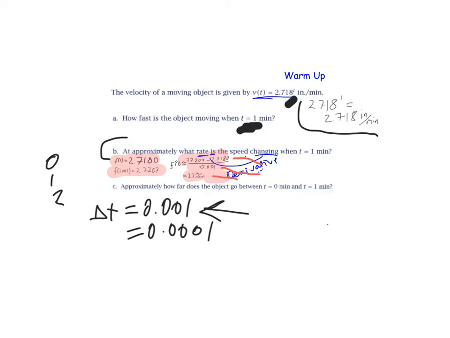Now approximate how far the object will go between 0 and 1 minute. In this case, you want to do the integral, because as we discussed, the area underneath the curve is kind of like multiplying inches per minute times minutes, which would get rid of the time, giving you inches. It's also what we talked about before. For a velocity versus time graph, the area represents displacement. So let's do this approximation.